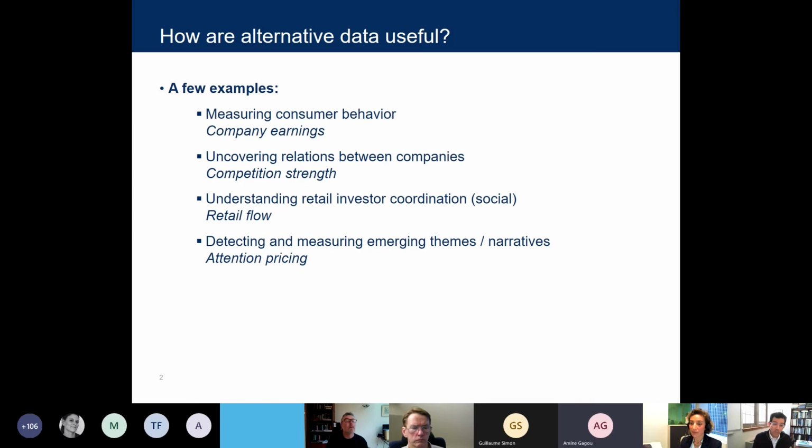Another example is uncovering relations between companies. What do I mean there? Well, we look at 10-Ks of companies, and we can detect the relation between them. Because look at the competition section and you can see, oh, this firm is mentioning that firm, and you can build a network and you can better understand the competitiveness of a company.